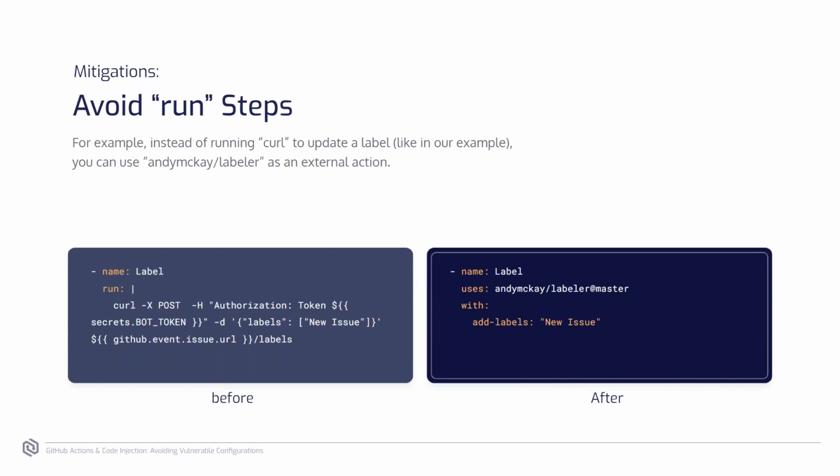The first one is avoiding run steps. For example, instead of running a curl command inside a bash script to update a label like we did in our example, we can use an external action. In this example, it's called labeler, that is doing exactly the same. It receives the parameter of the label name, and it does this call behind the scenes. But this method is more secure because you can't inject into an action.